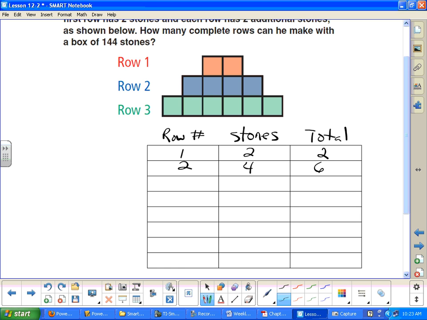Okay? Add these numbers up. Okay? Row 3, there are 6 stones, right? So that gives me 12. Row 4 would be 8. So we got 20. And then I'm just going to keep going.